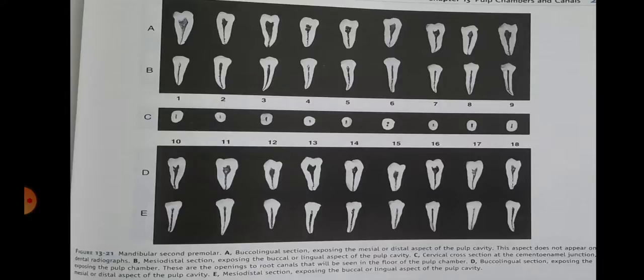The pulp cavity generally follows the outline of the root unless multiple canals are present. You can see this in figure 13.21 C6.